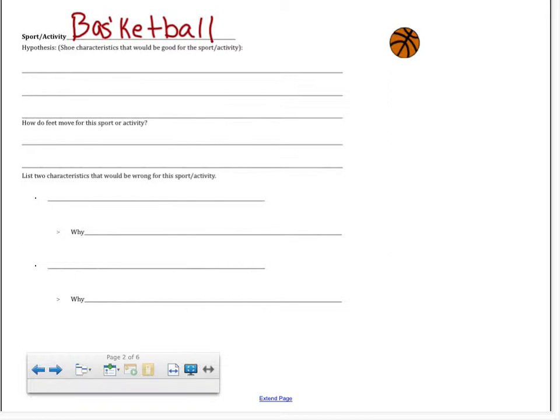Now, a hypothesis. For the hypothesis, you're going to think about the shoe characteristics that would be good for this sport. So jot down some things that you think are good for basketball. First, jot them down.